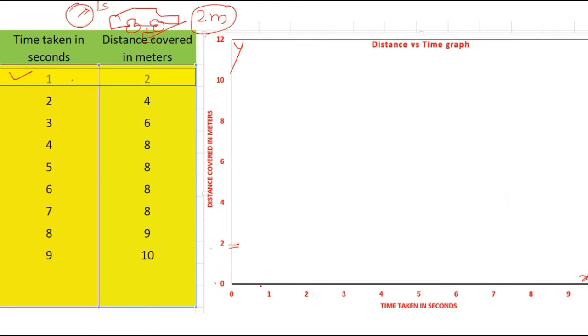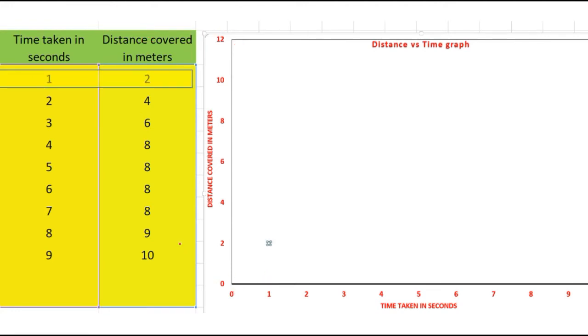At what time does it cover 2 meters? For the first second. So our point will come somewhere here. Just look at this. If you draw a line here, it will meet at 1 second, and on the other side it will be at 2 meters. So that gives us understanding that here the coordinates are 1 and 2. x is equal to 1, that is 1 second, and y is equal to 2, that is 2 meter, right? So we need not draw this every time.